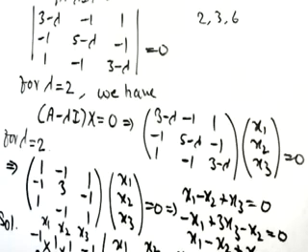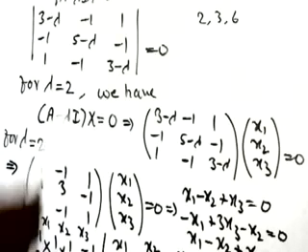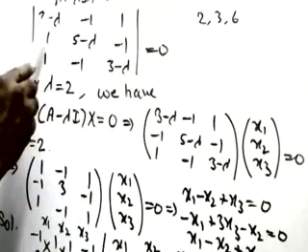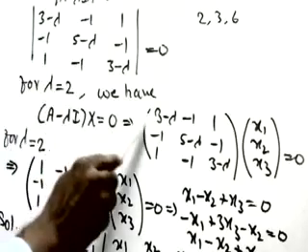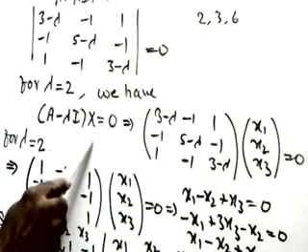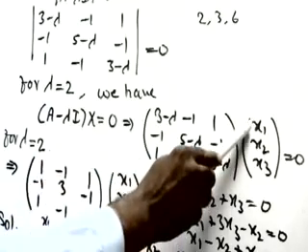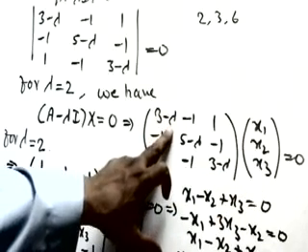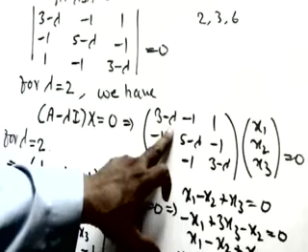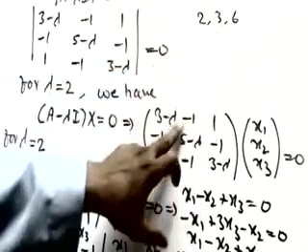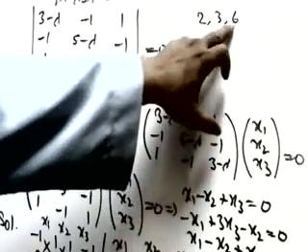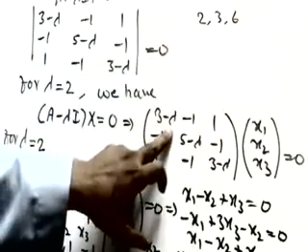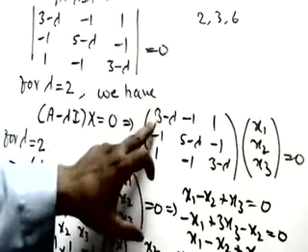For each eigenvalue lambda, we have to find an eigenvector. For the eigenvector, we substitute A minus lambda I into x equals 0. A minus lambda I we already have, so I am writing A minus lambda into x, where x is taken as x1, x2, x3. In the first case, we keep lambda equals 2 to get the first eigenvector. Then lambda equals 3 for the second eigenvector, then lambda equals 6 for the third eigenvector. So let's start with lambda equals 2.